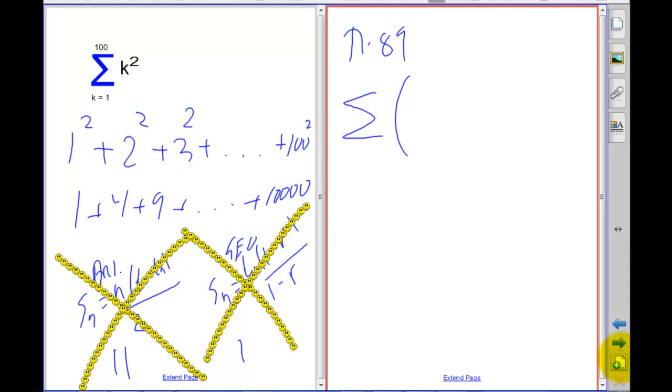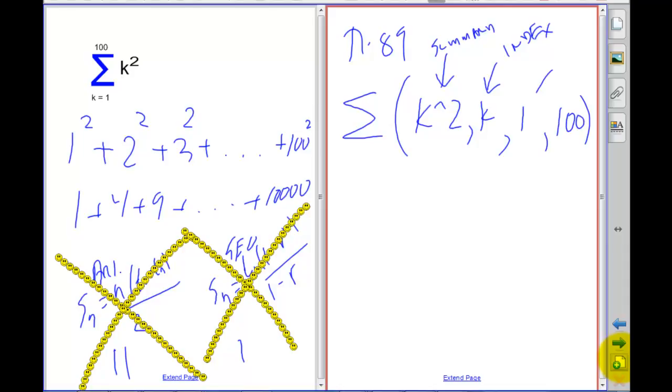Sum of what goes here in this first argument? K squared. This would be, what's our new term for that? The summand. Then what? K, and our new term for that? It's the index. It's pointing to where you are in the sequence. And then we have the limits of summation from 1 to 100. As we said. Okay? And you should get a huge number.